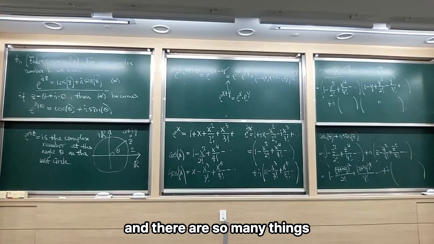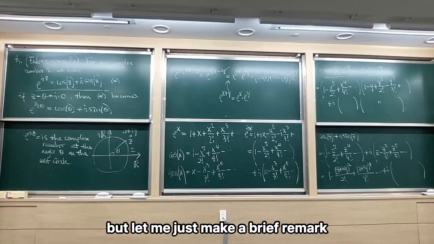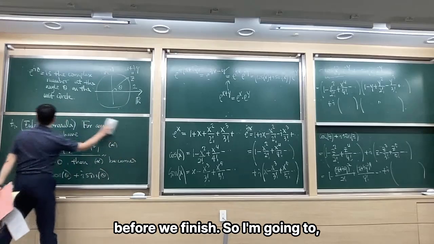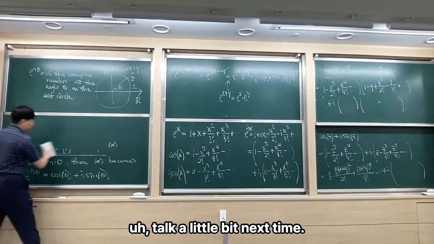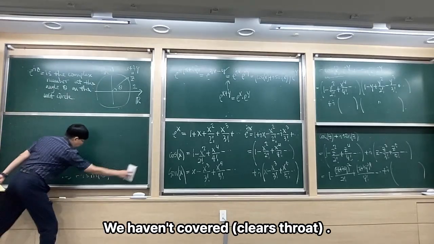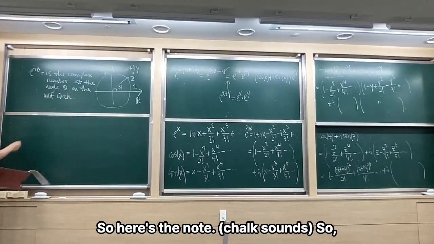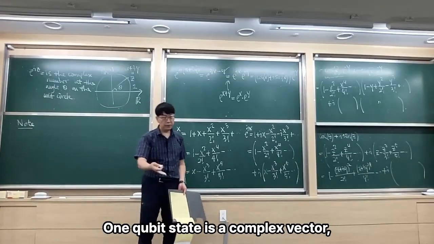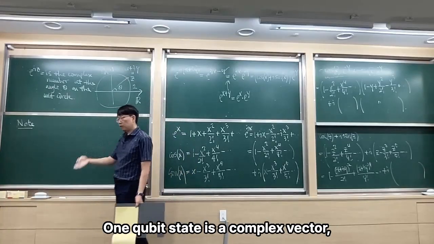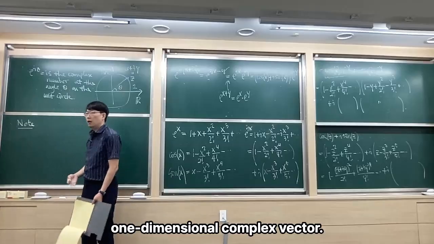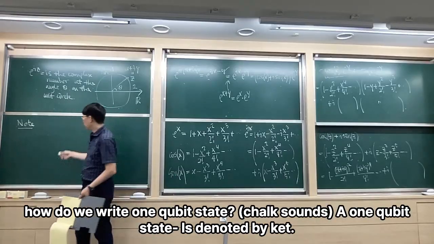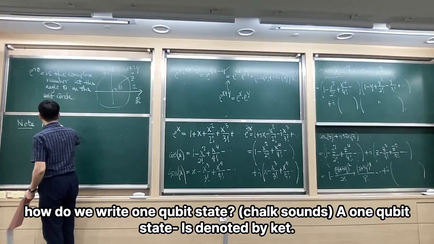And there are so many things we can talk about, but let me just make a brief remark before we finish. I'm going to talk a little bit about something we haven't covered, next time. So here's the note. How do we define the one qubit state? A one qubit state is a complex vector, a two-dimensional complex vector. But our question is, how do we write a one qubit state?